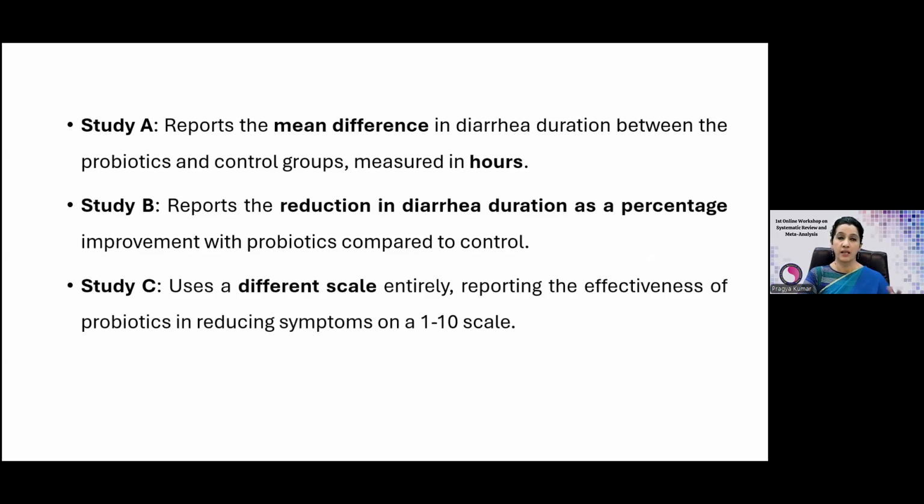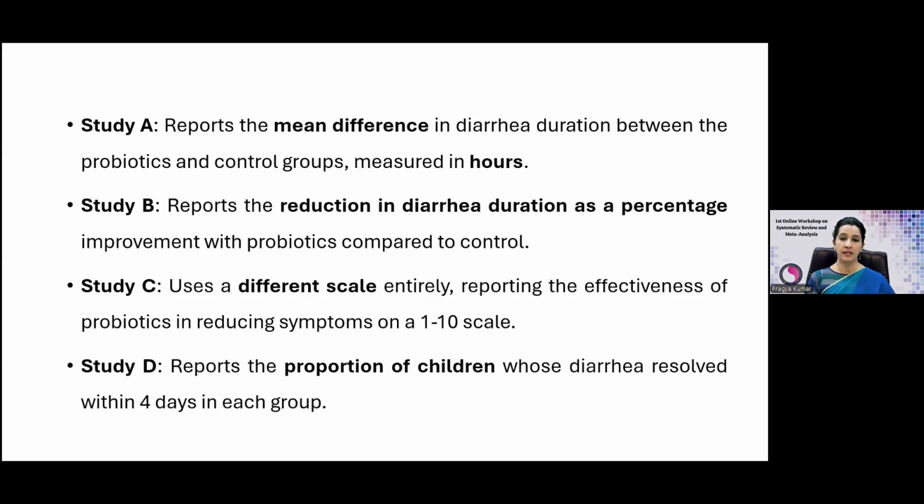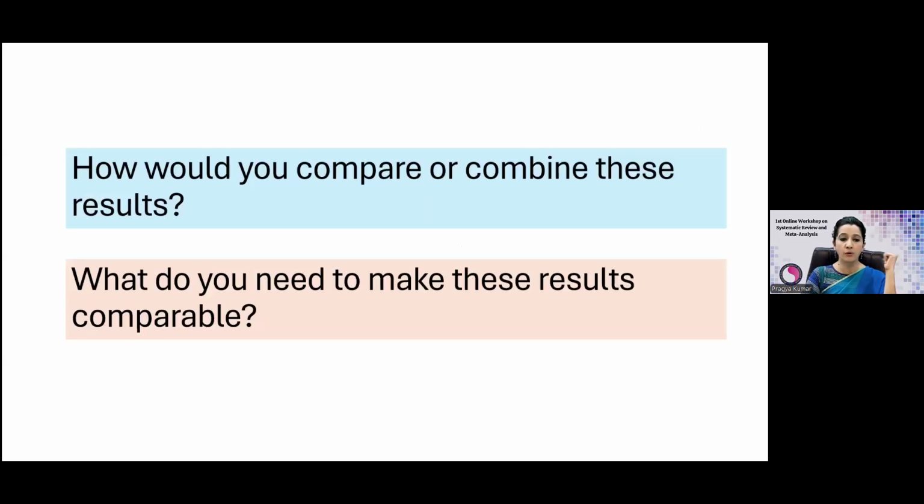There's another study who has probably, let's say, looked at the stool frequency, that Bristol scale. And in that scale, they have measured the stool ranging from 1 to 10. So their outcome is different. And there was another study where they have looked at the proportion of children whose diarrhea stopped. So you can see that in all these cases, and there will be many more outcomes, it will be difficult for you to compare in terms of outcome. So how to do that?